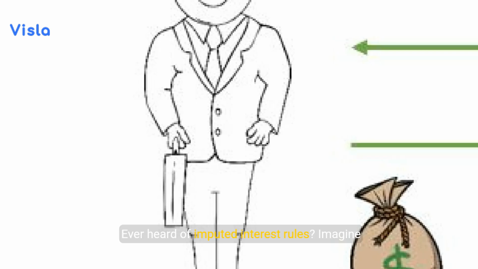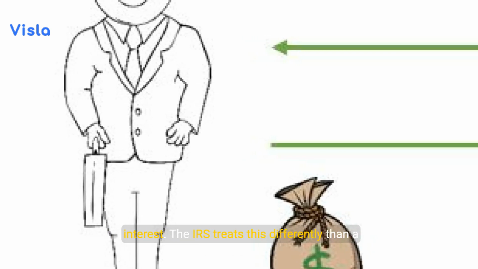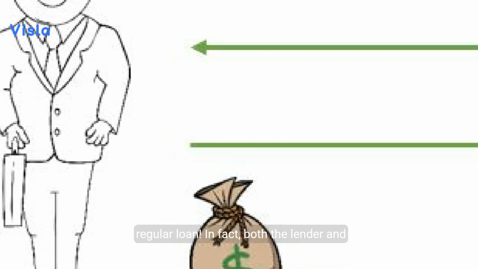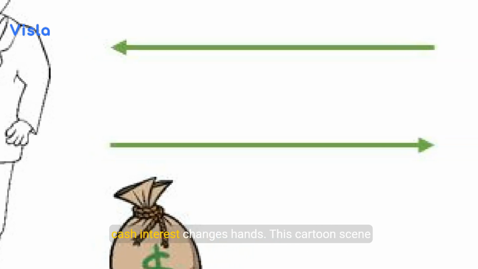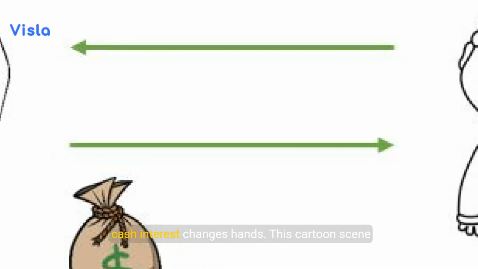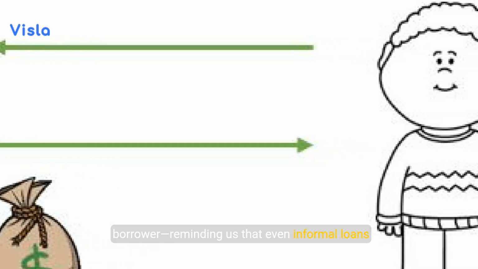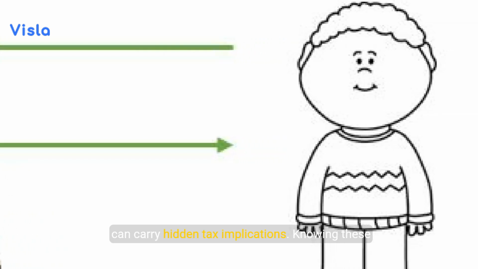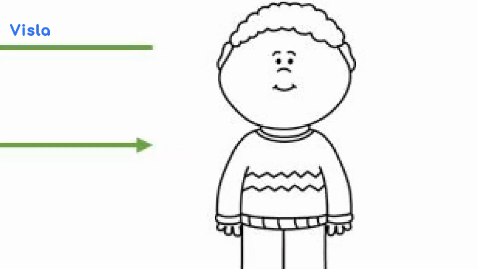Ever heard of imputed interest rules? Imagine lending money to a friend with little or no interest. The IRS treats this differently than a regular loan. In fact, both the lender and borrower may face tax consequences even if no cash interest changes hands. This cartoon scene illustrates how money flows between lender and borrower, reminding us that even informal loans can carry hidden tax implications. Knowing these rules is essential for smart financial planning.